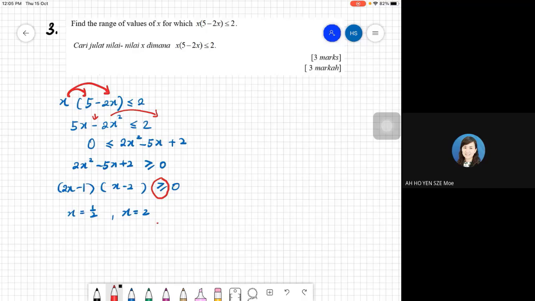But since this is an inequality, remember the earlier part where I showed you there are 2 ways. When it is greater than, it's left and right. So mark your points here, the intercepts of x are 1 over 2 and 2. Since greater than 0, the region is left and right. So your answer is x less than 1 over 2, or x greater than 2. So this will be your last answer.